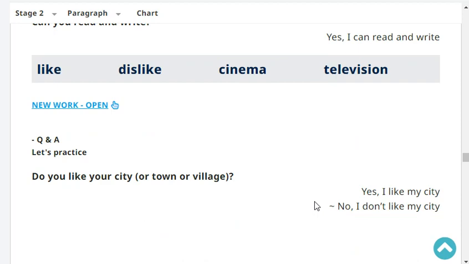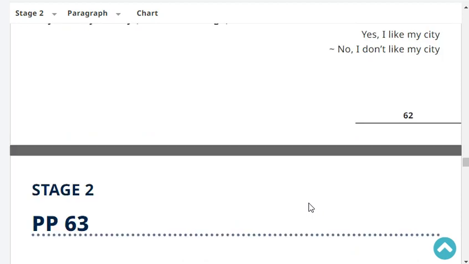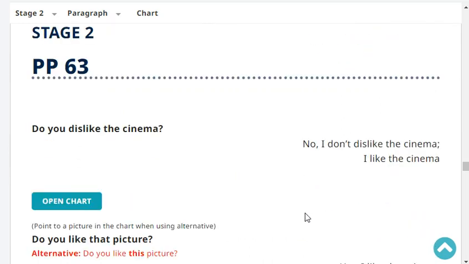Do you like your city? Yes or no? Yes, I like my city. Very good. Okay. Do you dislike the cinema? No, I don't dislike the cinema. I like the cinema. Very good.